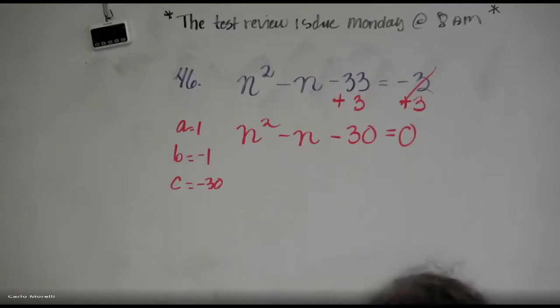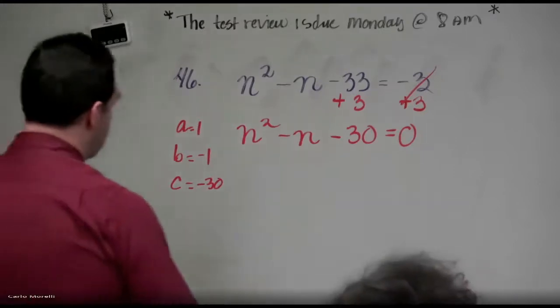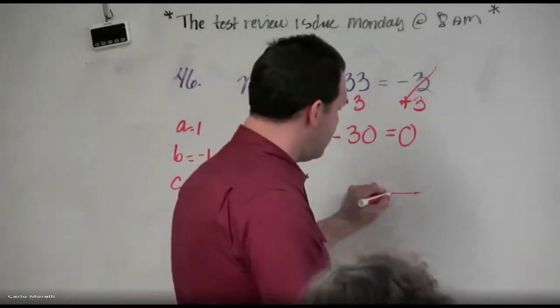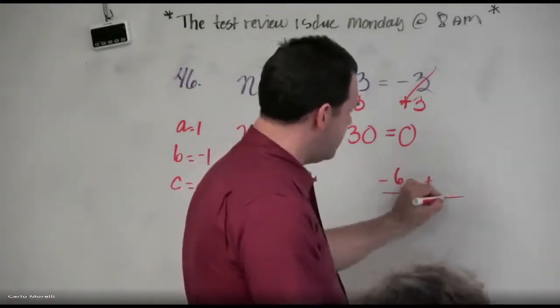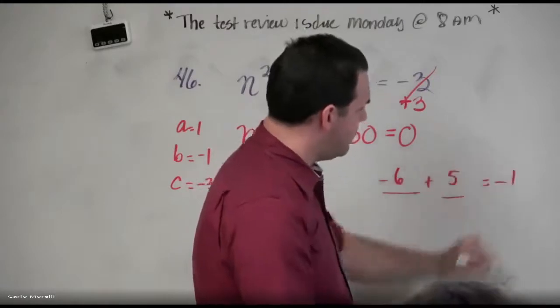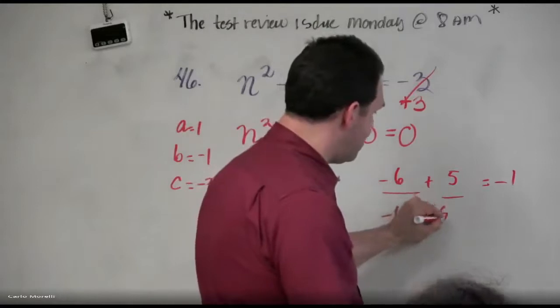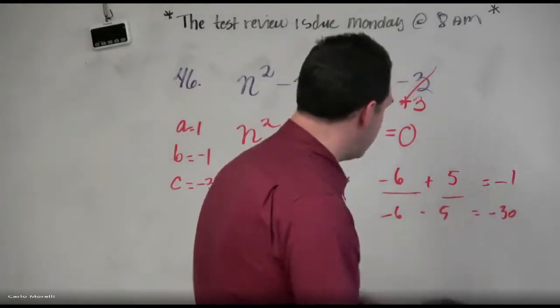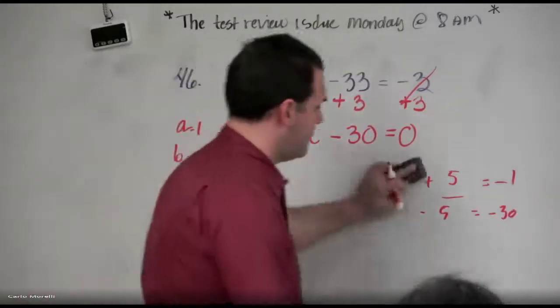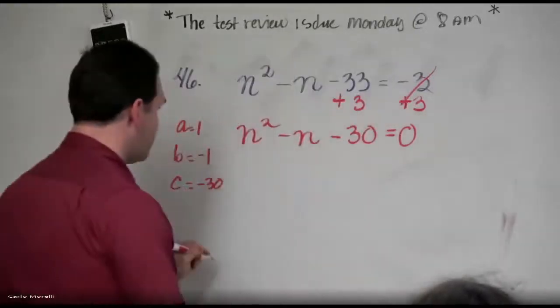It's a brain game. Just tell me two numbers that multiply to be 30. 3 and 10, but you can't. Negative 6 and positive 5. All right. So if I have negative 6 plus 5, that equals negative 1, which is B. And negative 6 times 5 equals negative 30. So those are my two conditions. So it's negative 6 and 5. So those are my factors.